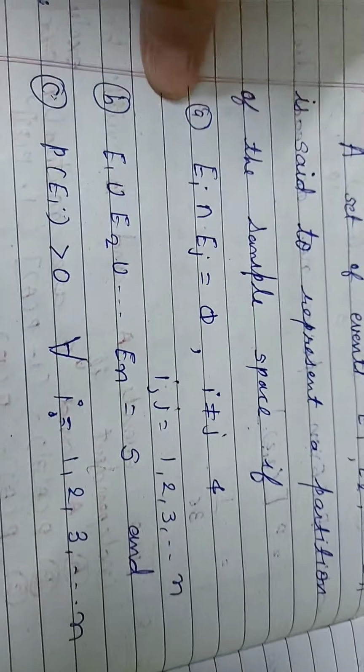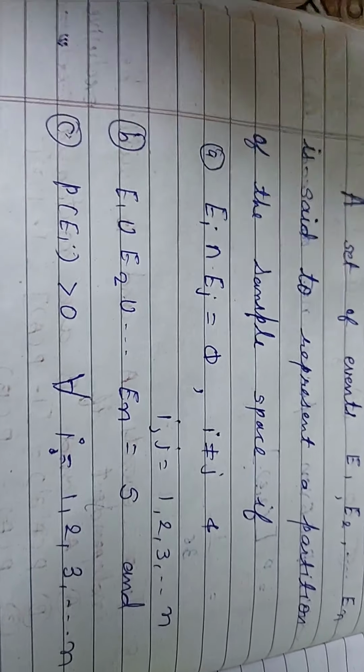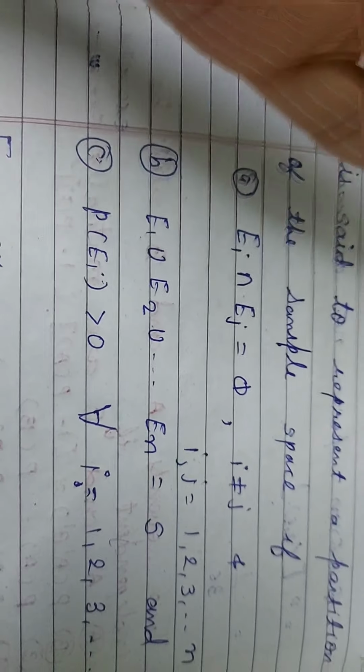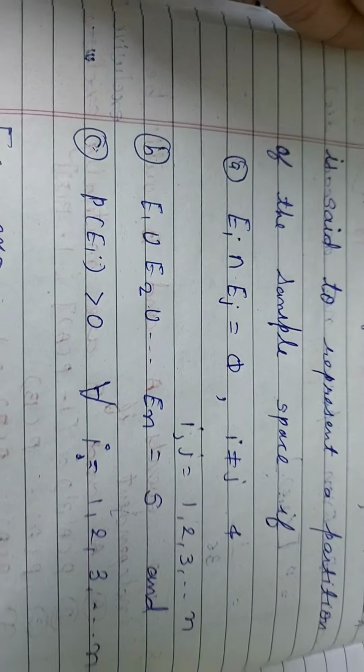When we say that the set E1, E2, En is a partition of the sample space, partition means we have to divide it into disjoint things. Okay, no things are connected to each other. No events are connected with each other. That is the partition of the sample space.